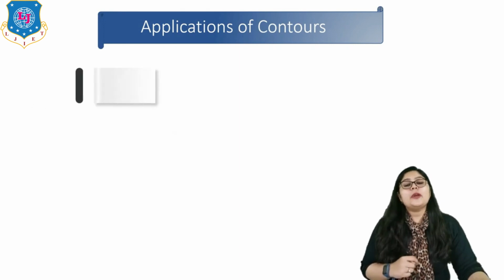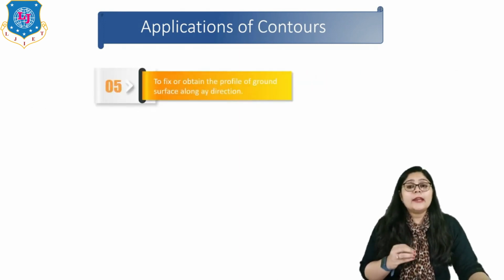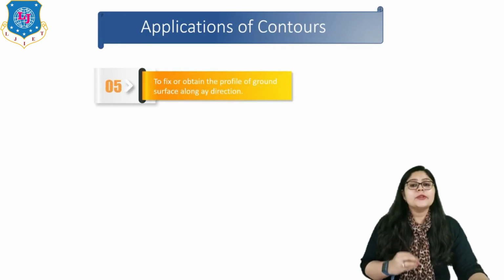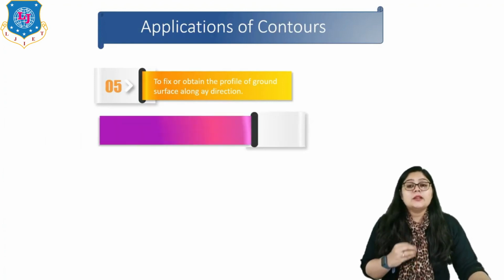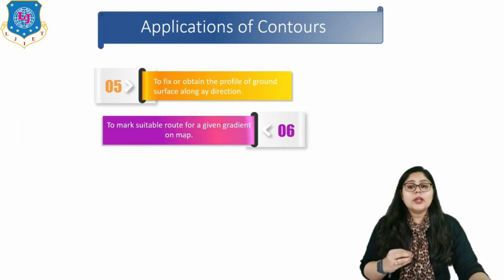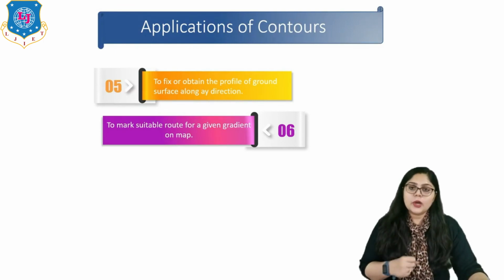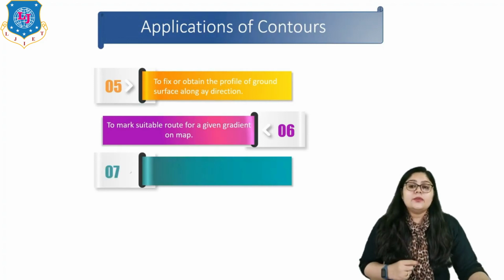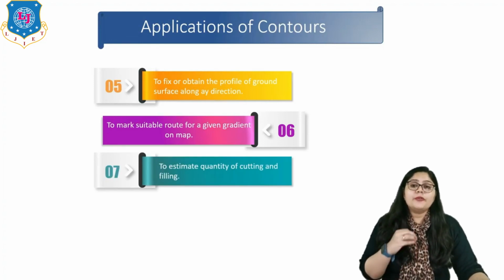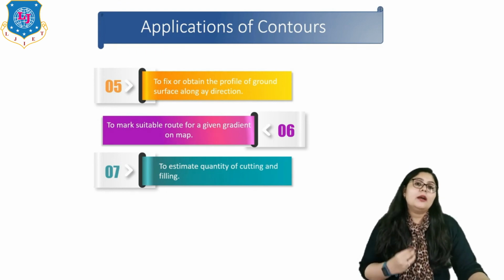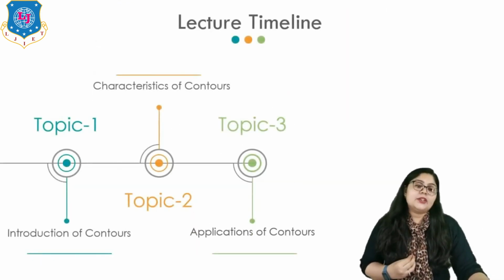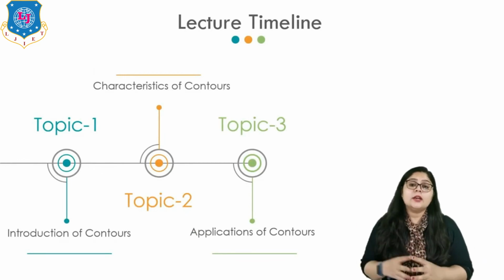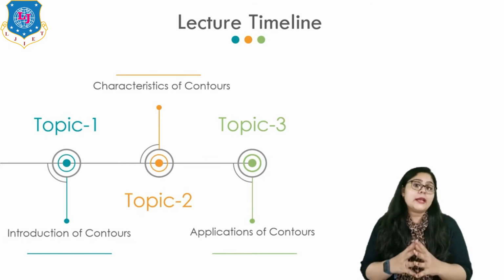Now let's understand the fifth application, which says that we can fix or obtain the profile of the ground surface along any direction, right? So that is again an application of contours. The sixth one is to mark a suitable route for a given gradient on a map. It means we can identify or provide this slope according to the level difference, right? Seventh, we can estimate the quantity of cutting and filling. Again, it is also dealing with the height difference. So this is all about the application of contours. I hope you all understand these 3 terms in detail, where the contours, their characteristics and their application are very important from the exam perspective, right?